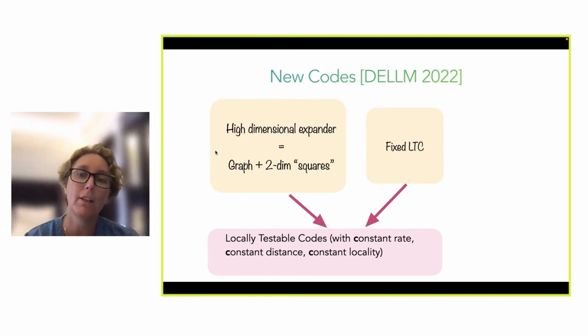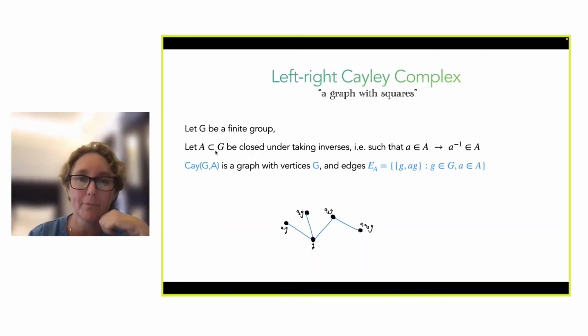And as our base code, we'll have a code that itself is a small locally testable code. And together, combining these two things, we will get our family of locally testable codes. So we will see this. Really, I won't have time to describe everything. I just want to give you a sense of the high-dimensional expander that we construct that will underlie this code.